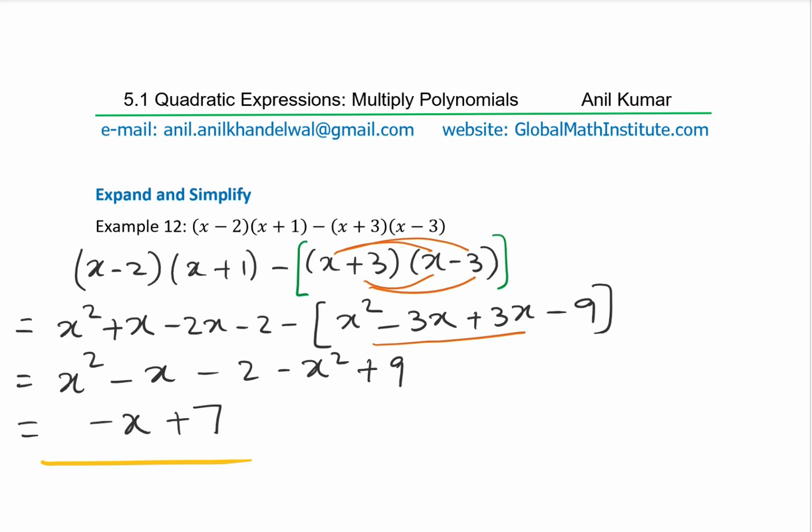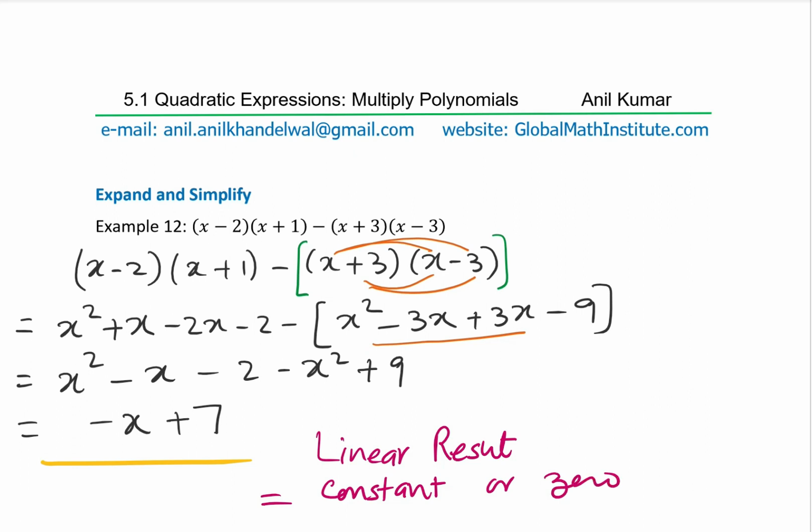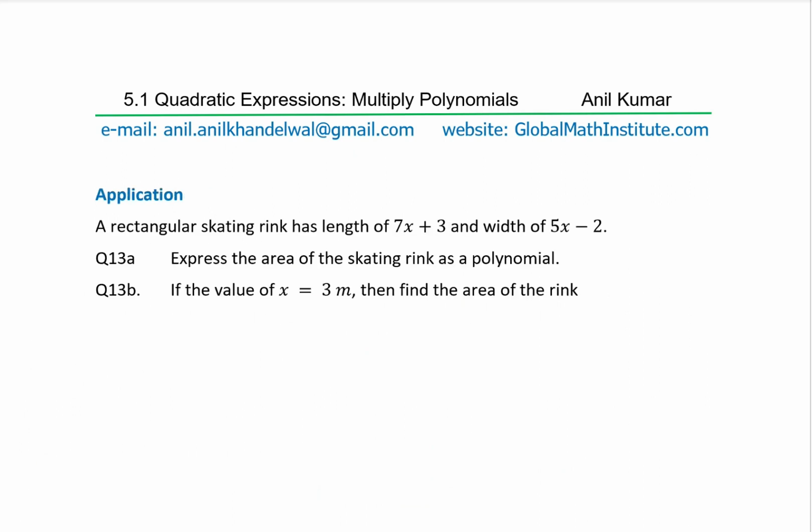So you might get a linear result. Well, for that matter, you can also get a constant or even a zero. Zero is also a constant, right? So in these operations, when we are doing multiplication and simplification of polynomials, you could expect any degree, right? Okay. Now let's move into the application questions.